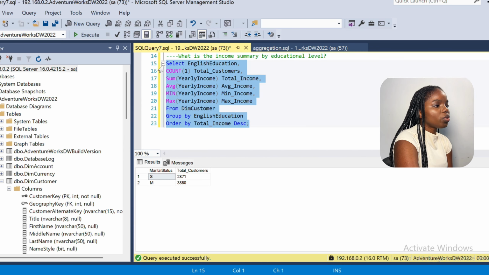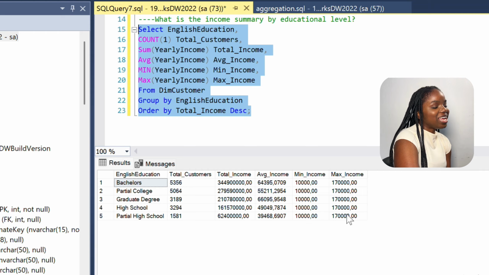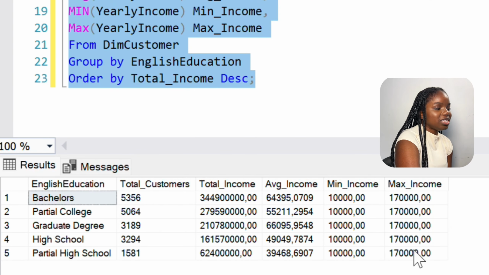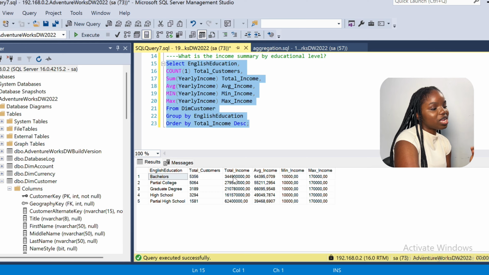So if I run this query, I have my educational level, the total customers per level, their total income, the average income per level, their mean income and their max income. So we see that each level has the same mean income and the same max income, which normally in real world data might not be so. So we have bachelors. We see that those that have a bachelor's degree have the highest total income, and they are the highest number of customers in our database. So we are still in good standing.